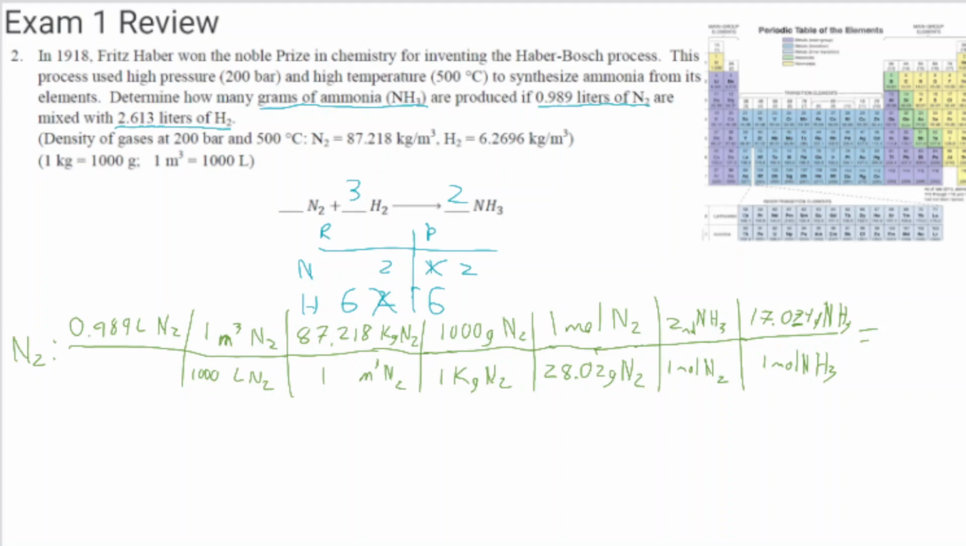Now we're going to multiply everything on top. So 0.989 multiplied by 87.218, multiplied by 1,000, multiplied by 2, and then multiplied by 17.034. And then we're going to divide by everything on bottom. We're going to divide by 1,000, and then we're going to divide by 28.02. And if we do all that math, highly recommend using a calculator, we're going to get 105. All right, we're going to have 105 grams of NH3.